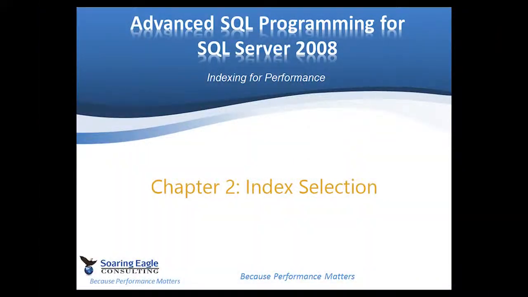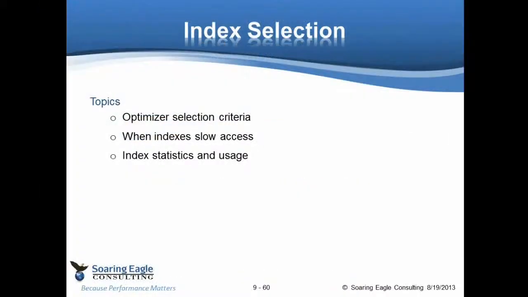Index selection, topics, optimizer selection criteria, when the indexes slow the access down, and index statistics. Let's cover the second piece first. The idea behind indexes slowing access down. That will drive a few people crazy, but here's the short version.